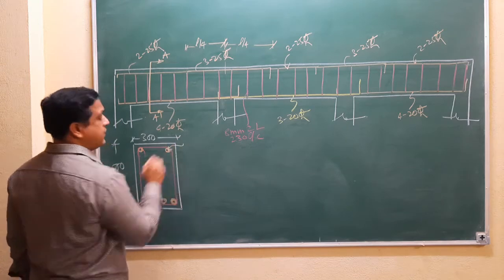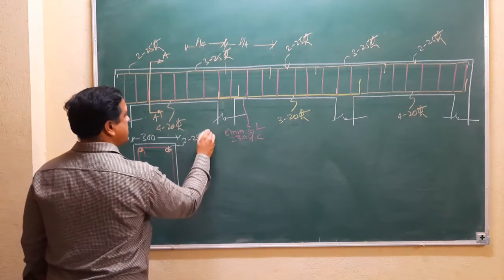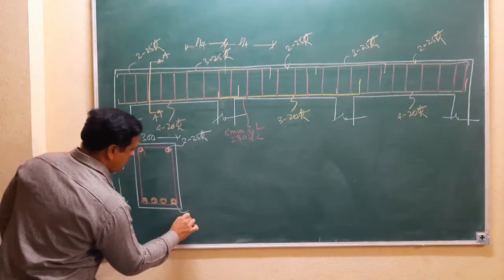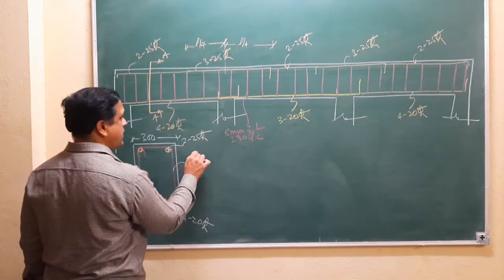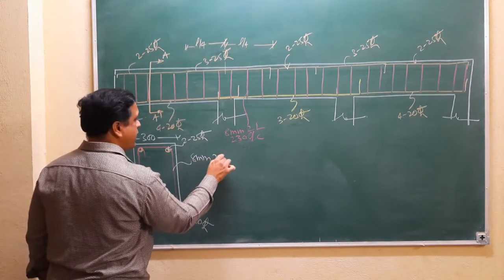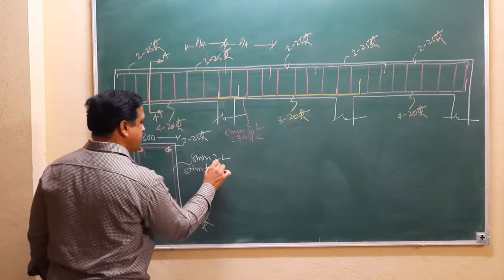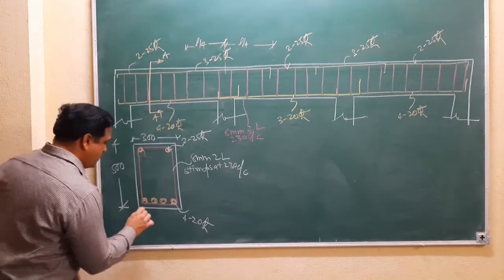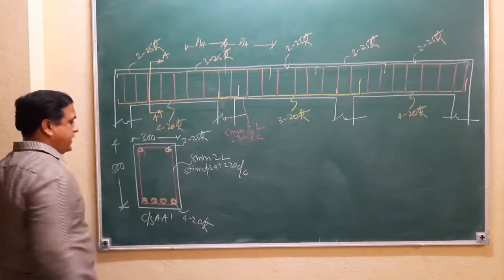So how to write the details? Okay, it is 2 bars of 25 mm tall. Okay, so this is the 4 bars of 20 tall, and stirrups are 8 mm 2-legged stirrups at 230 center to center. So this is the cross section of beam at AA dash.